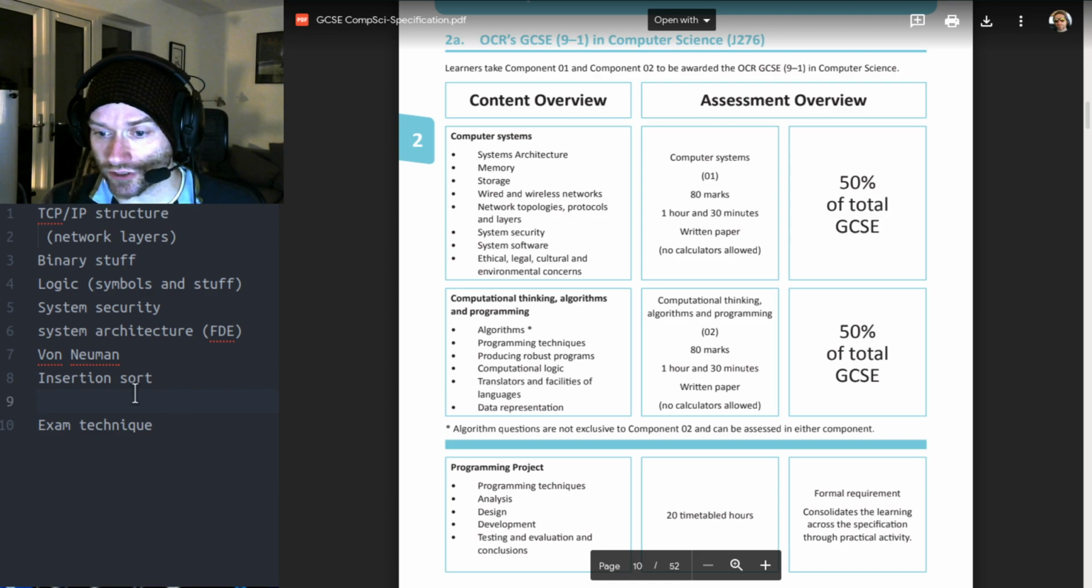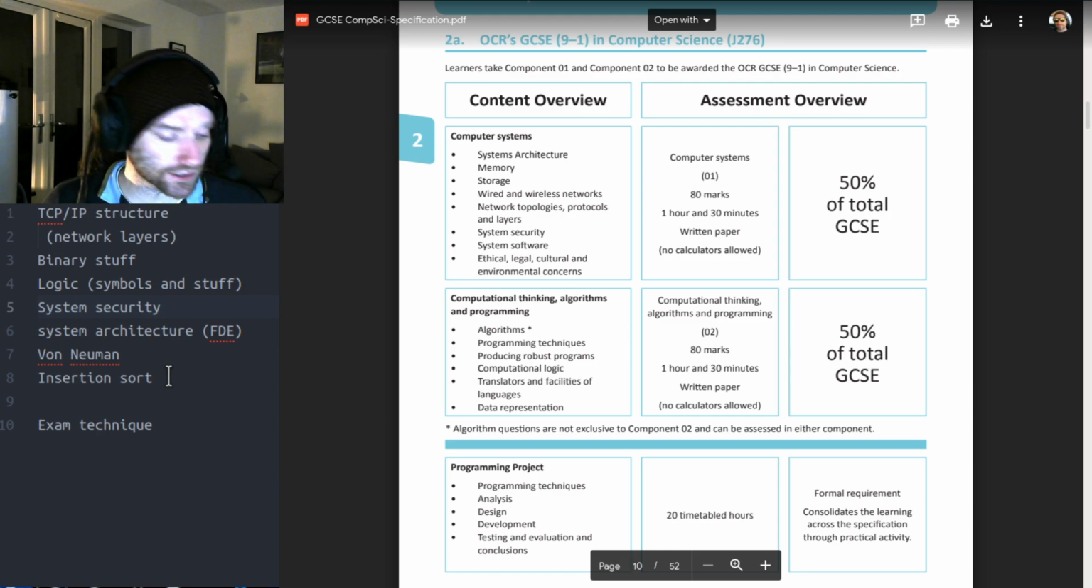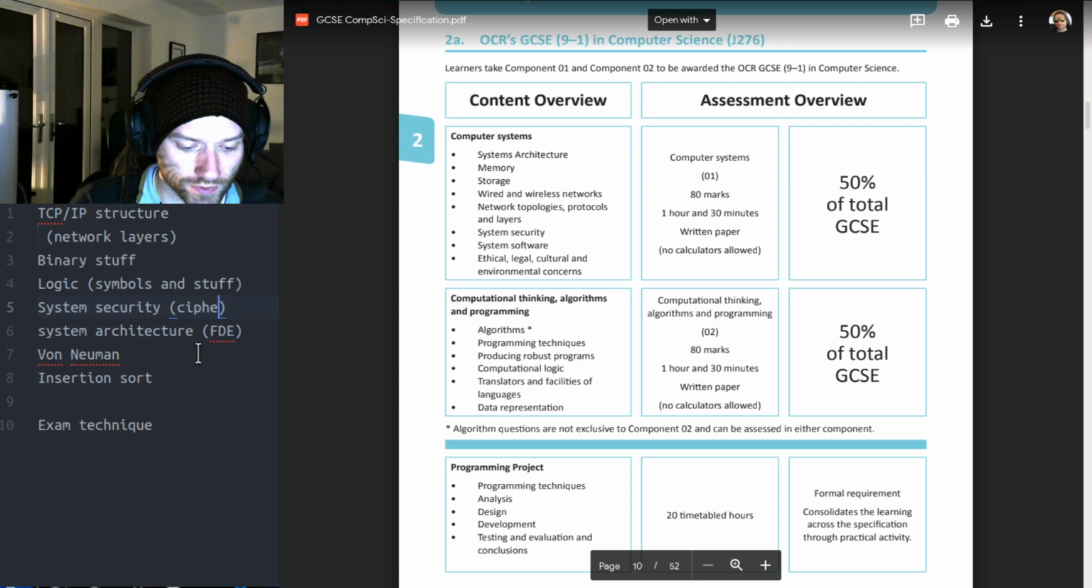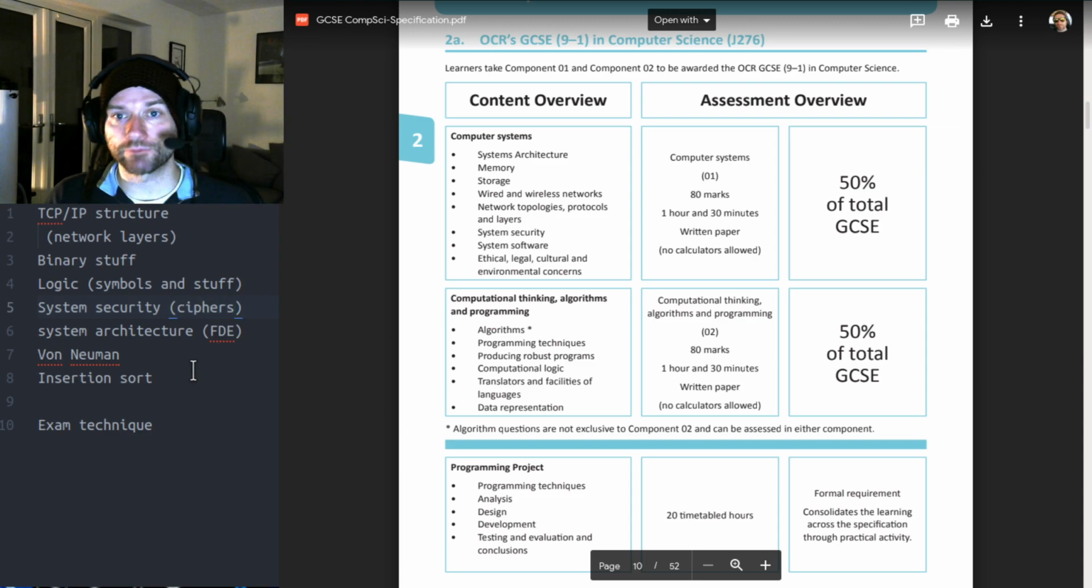Different types of cipher, yeah. Okay. We'll have a brief look at the Caesar cipher and whatnot in the system security section. I'll put ciphers in there. Okay, cool. So we've got a list of things that we're going to do. Let's get cracking.